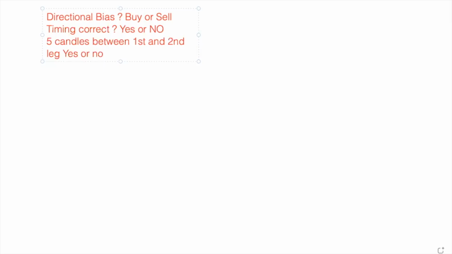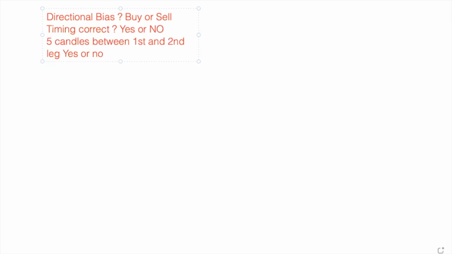So type 3 setups specifically, the first thing is directional bias, right? Second, you're going to have most likely a one-legged pattern. It's got to be pinning to the middle of the range. It's got to be pinning to a 50 EMA.